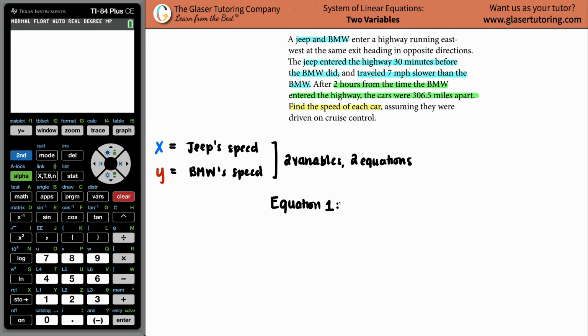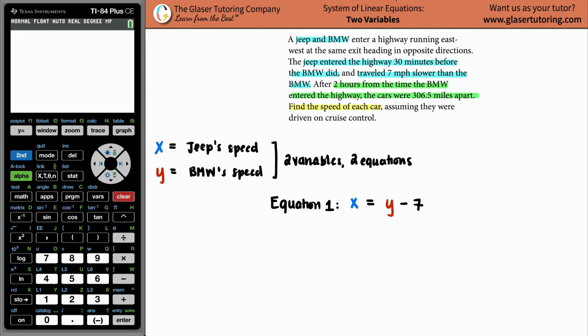And equation 1, the Jeep is traveling 7 miles an hour slower than the BMW. So maybe what I'll say is we'll say X, which is the Jeep speed, equals 7 miles an hour slower than the BMW. So the BMW speed we said was Y. And would it be Y minus 7 or Y plus 7 to get the Jeep speed? Yeah, you're correct. It is Y minus 7.